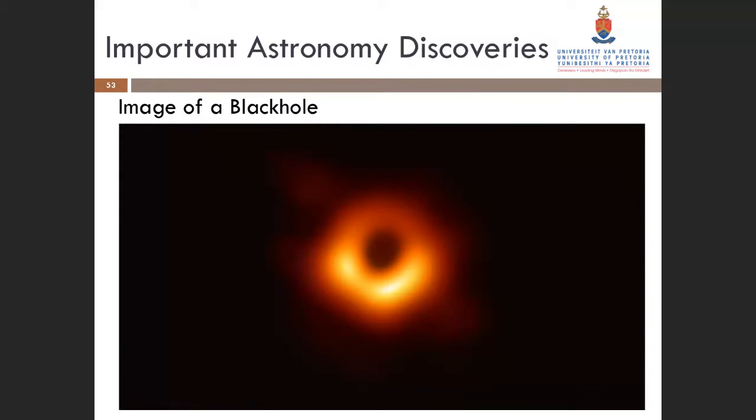And then the most important astronomy discovery in the last 3 years is the first image of a black hole.